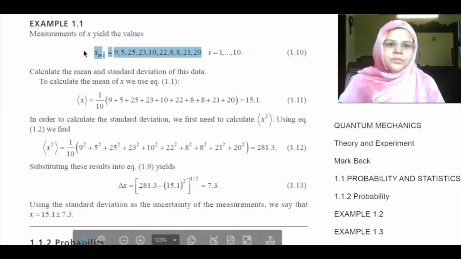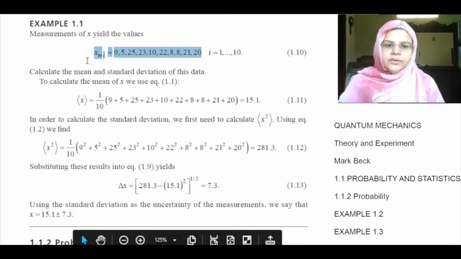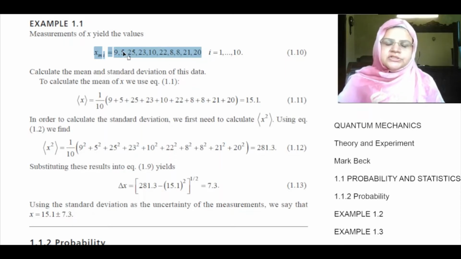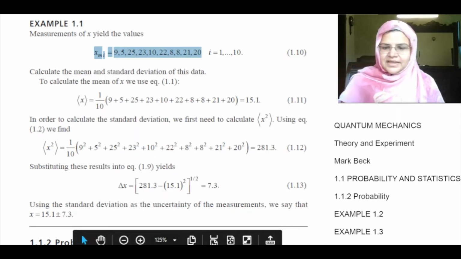In example 1.1, we see that the measurements of x yield values xmi equal to 9, 5, 25, 23, 10, 22, 8, 8, 21 and 20. We notice that the range is between 5 and 25. We will divide it into 7 equal bins. The first bin contains 5, 6 and 7, and only one measurement, which is 5, is included. In the second bin, which includes 8, 9 and 10, x2 is equal to 9. There are 4 measured values: two 8 values, one 9 value and one 10 value, and so on.